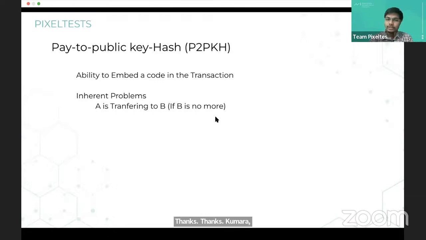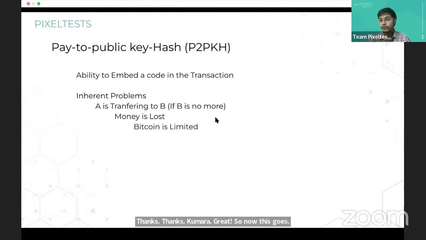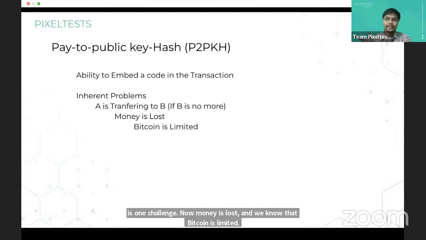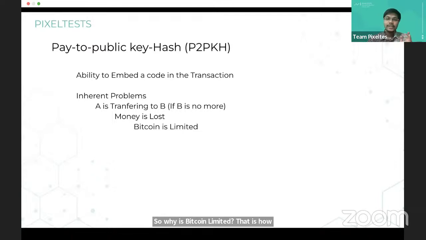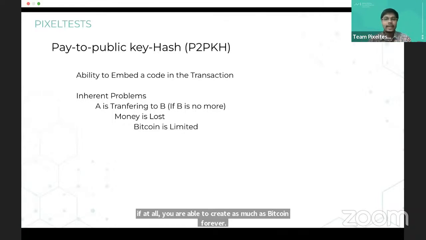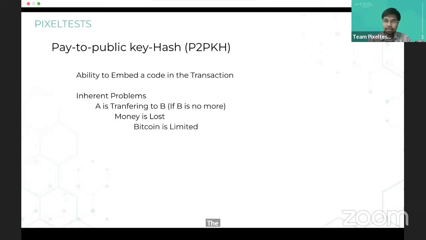Great. So now this is one challenge. Money is lost, and we know that Bitcoin is limited. So why is Bitcoin limited? That is how the decentralized system came into existence, right? If at all you are able to create as much Bitcoin as forever, there'll be inflation, deflation, and it will be similar to the current currency system, right? So Bitcoin is limited, and money is being lost by many people.